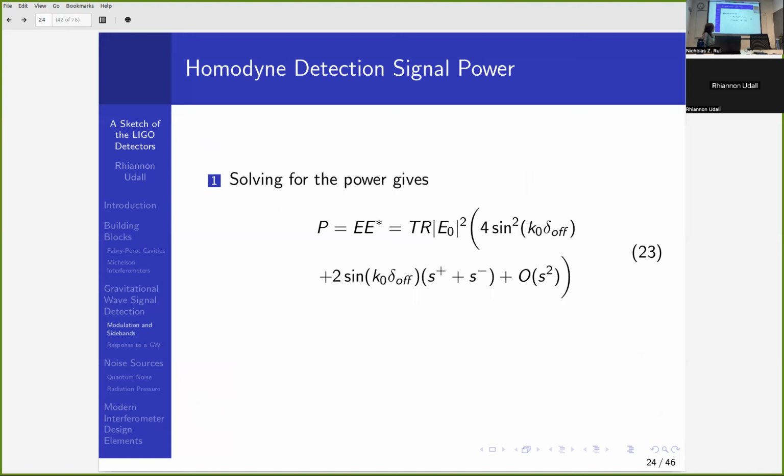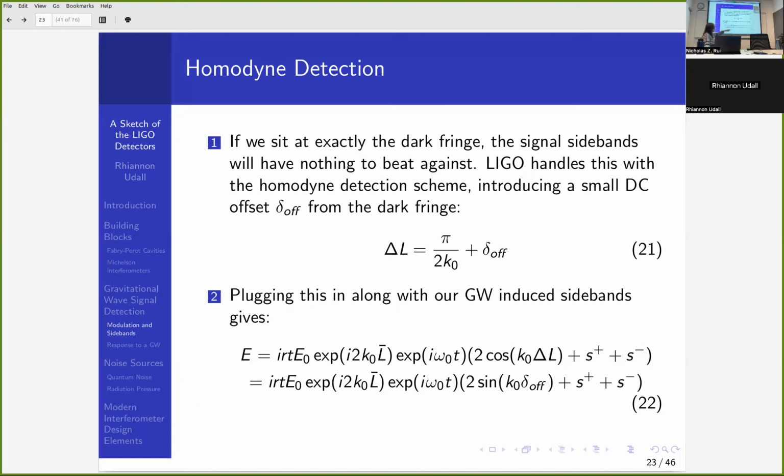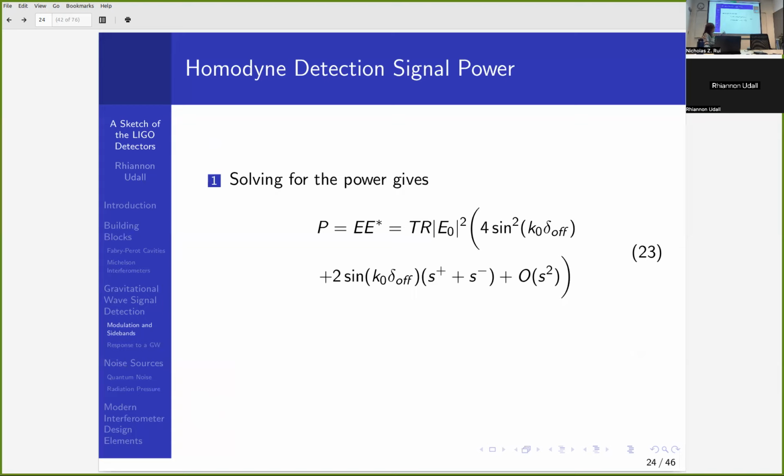So when you get a field that looks like that, and then you take it times its complex conjugate to get the power, you see this, right? So the order of the signal sidebands is going to be very small. The signal sidebands are observable here at first order against the delta offset. If you took the offset to 0, you actually wouldn't see the signal sidebands. So this is the basis of why we would choose to do this homodyne scheme.